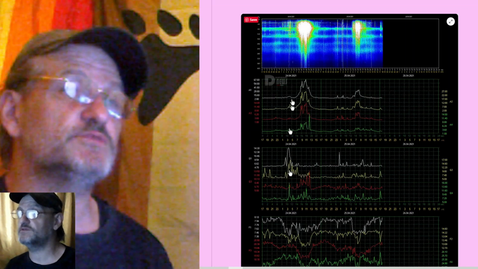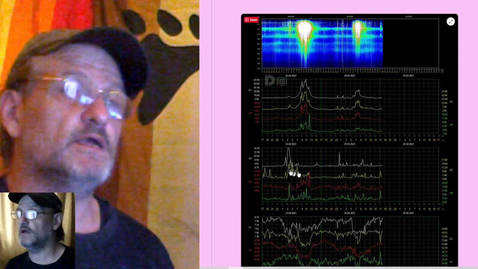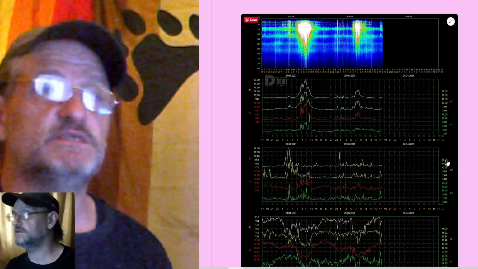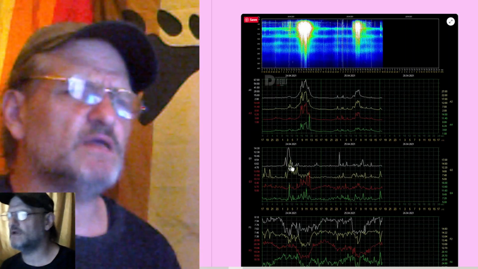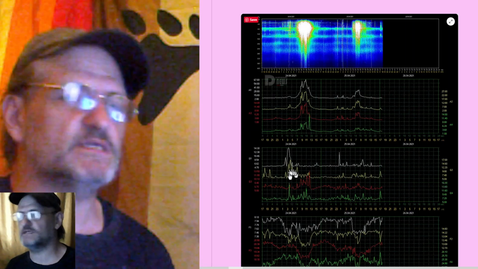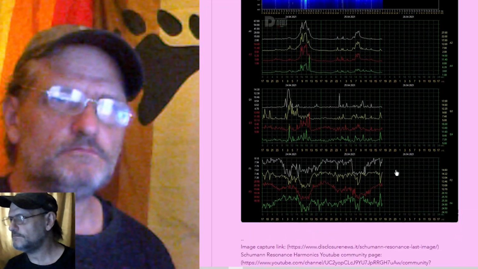See this little spike here? That's not much there. This is the big, huge one here in the yellow, and that number is 17. This is picoteslas. All right, so this is not a big number. This is not strong magnetics. A lot of amplitude going on here.